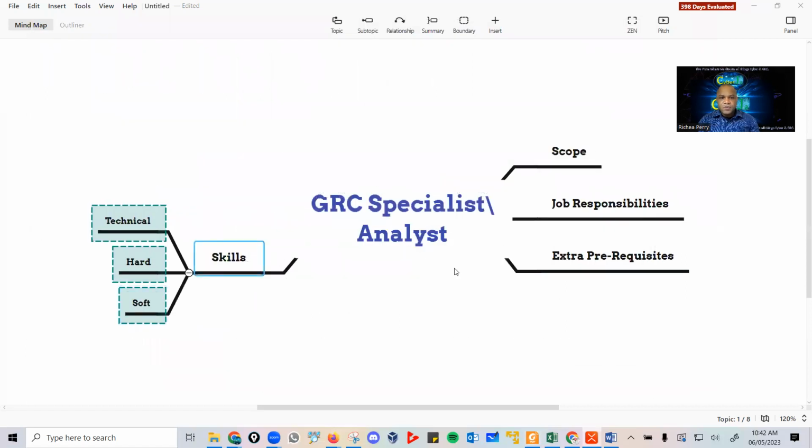So going back, guys, to looking at those fundamental things. As it relates to the GRC specialist, you want to understand your job description, connect with someone who's actually in the field, and look at the details and the responsibilities of becoming a GRC specialist.